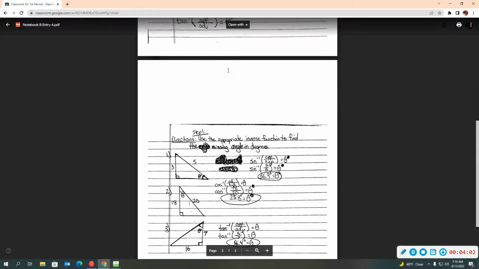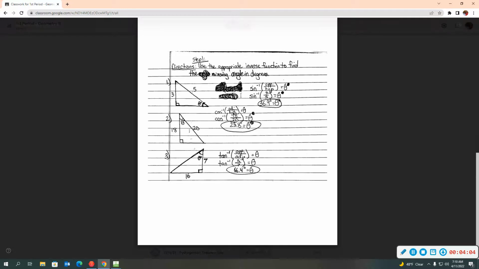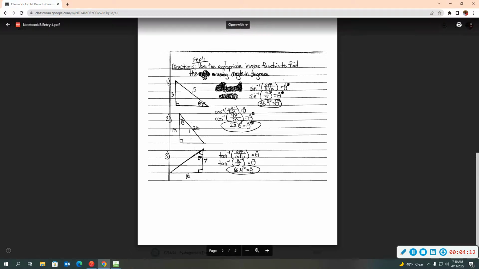How we're going to use this is you'll be given a triangle, and you will have two sides already, but you won't know the angle. And you're going to use the appropriate inverse function to find the missing angle in degrees.